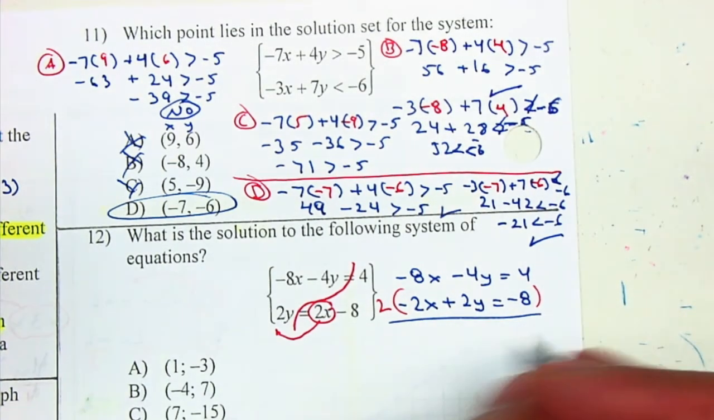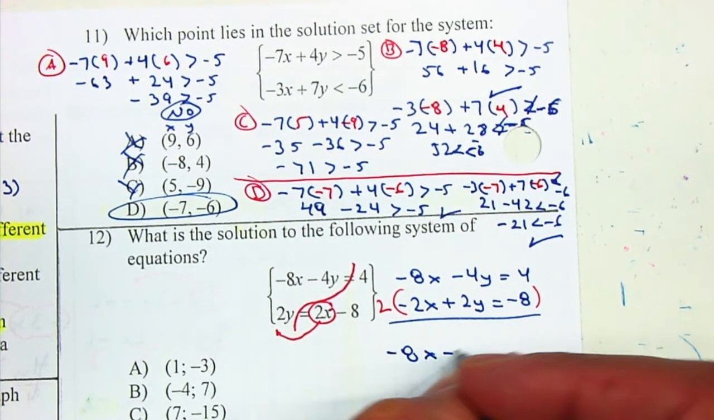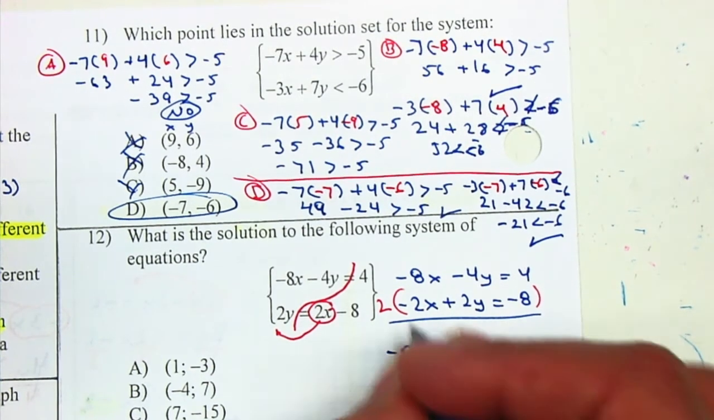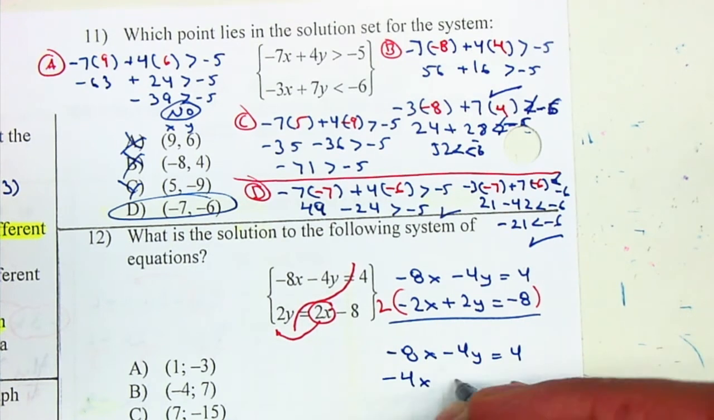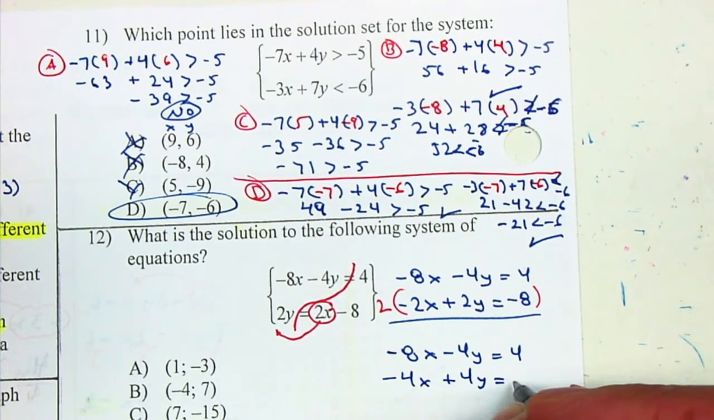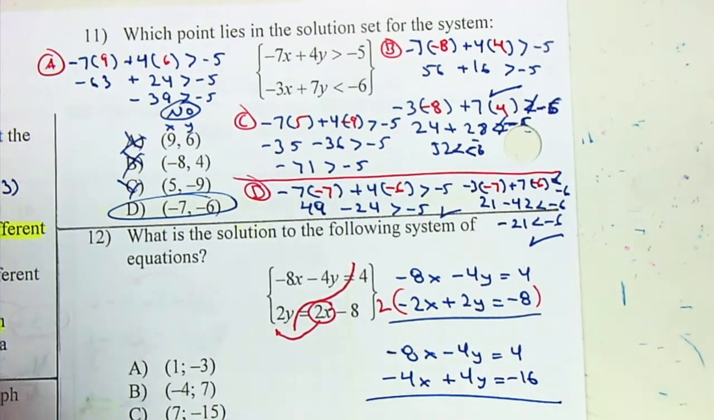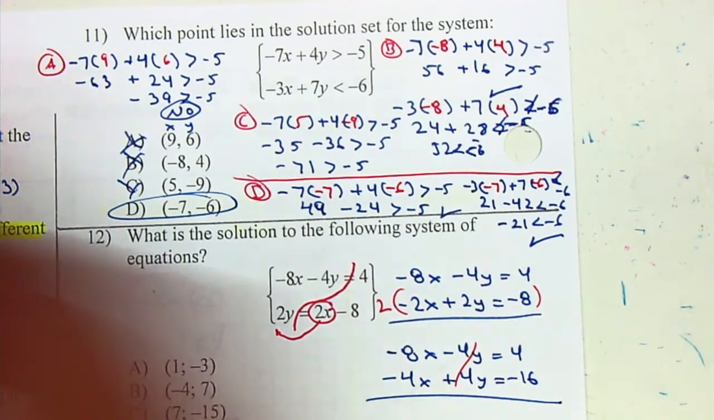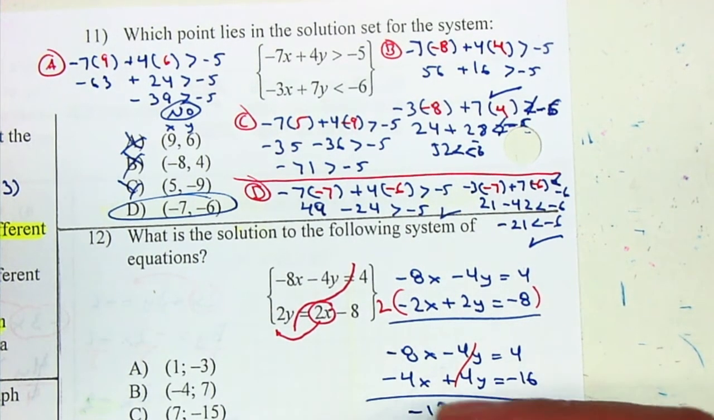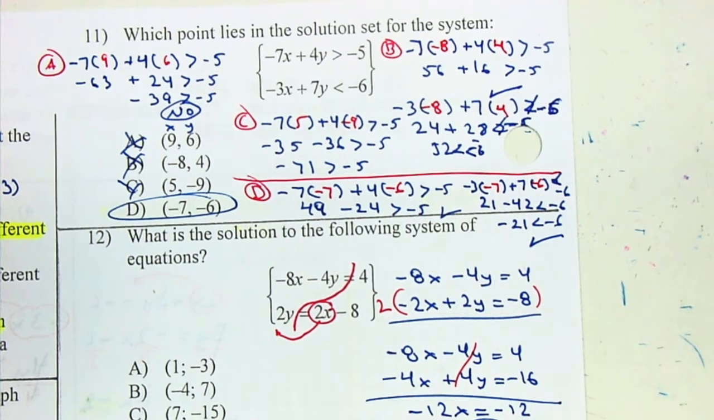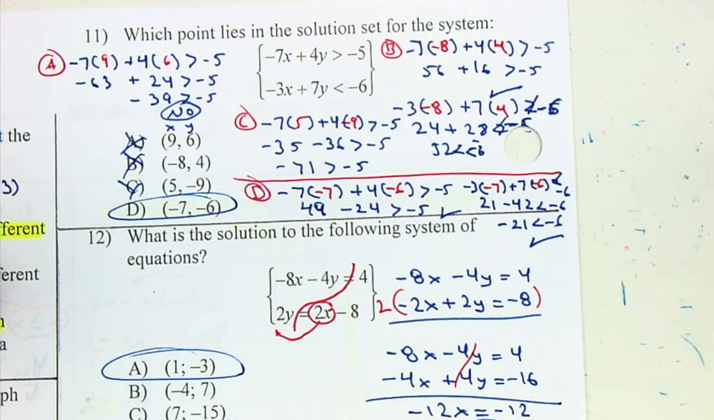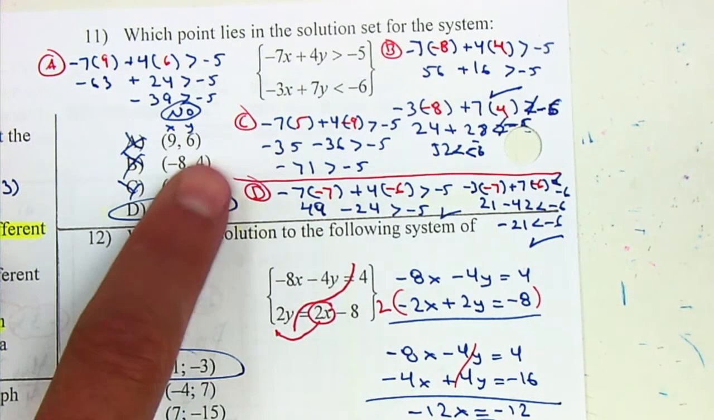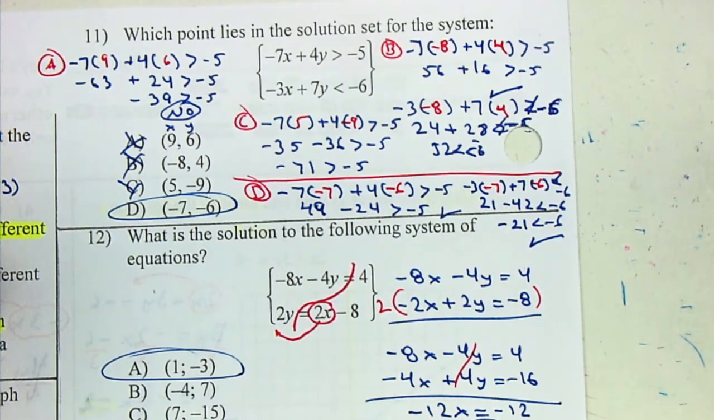So the first one stays the same, negative 8x minus 4y is equal to 4. The second one multiplied by 2, so negative 4x plus 4y is equal to negative 16. That cancels, so it gives me negative 12x is equal to negative 12, x is equal to 1. The x value is 1, so the answer is 8. Now if you want to plug it in, like we did here, you're more than welcome to do so as well.